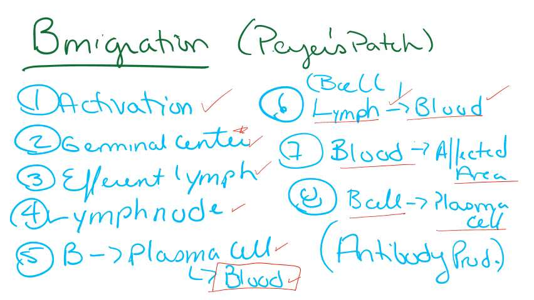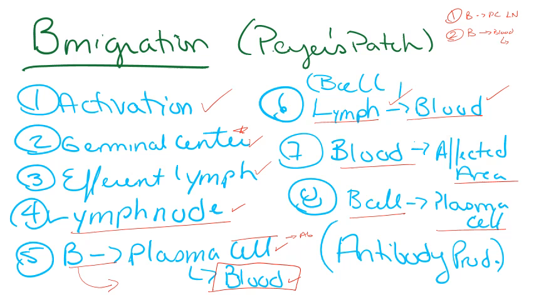So, just a quick note here, while we're still in the lymph node, some B cells will become plasma cells and secrete antibodies. Other B cells will go to step 6. So we have one B cell to plasma cell in the lymph node. The other one goes to blood.